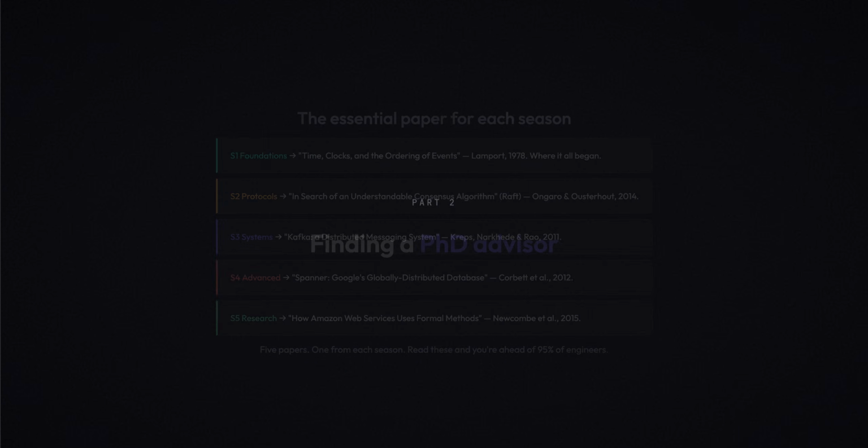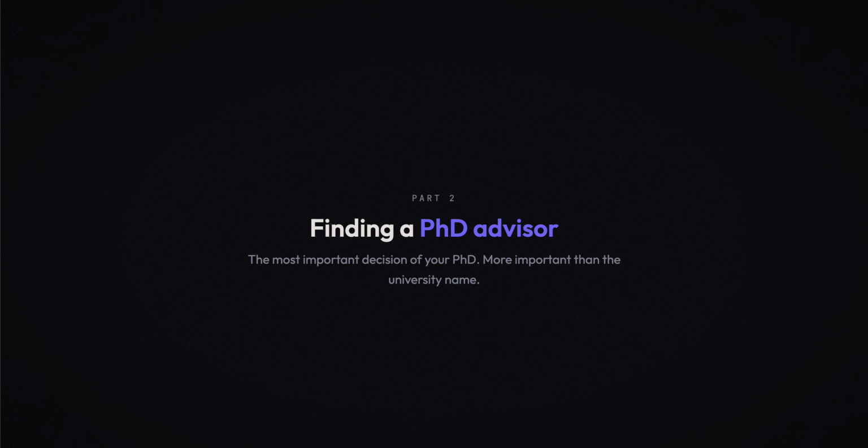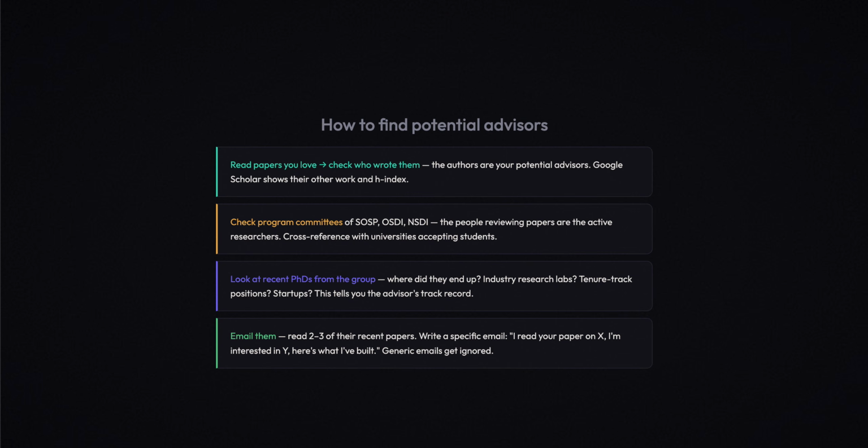Part 2: Finding a PhD Advisor. The most important decision of your PhD, more important than the university name, more important than the city, more important than the funding package. The advisor is the thing that determines whether your PhD years are productive or painful. How do you actually find potential advisors?